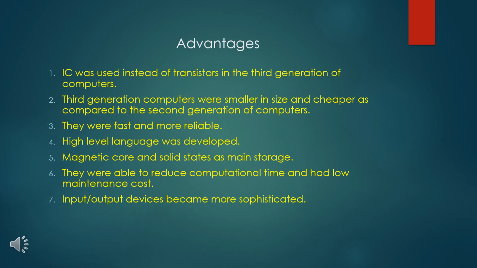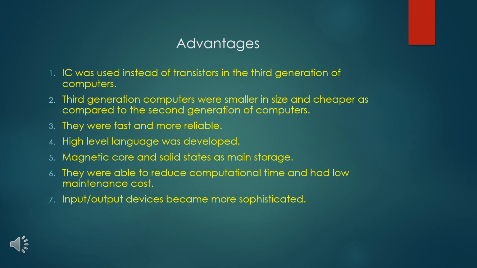Advantages: integrated circuits were used instead of transistors in the third generation of computers. Third generation of computers were smaller in size and cheaper as compared to the second generation of computers. They were fast and more reliable. High-level languages were also developed. Magnetic core and solid states are used as main storage. They were able to reduce computational time and had low maintenance cost. Input and output devices became more sophisticated.